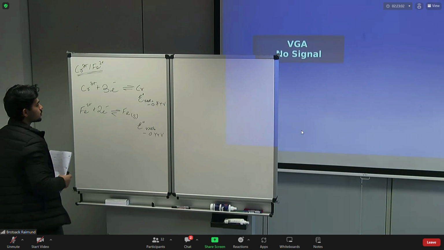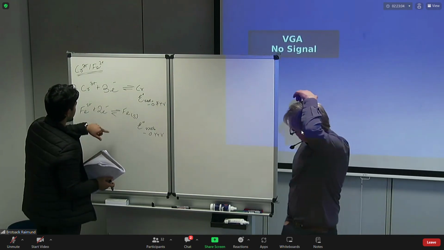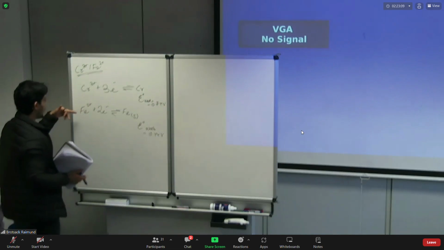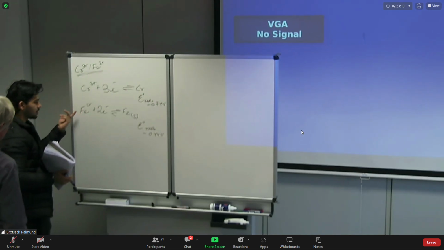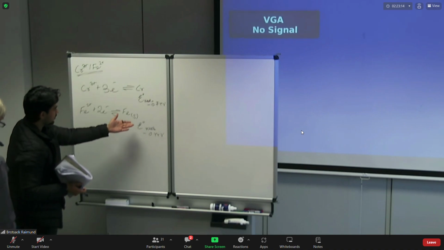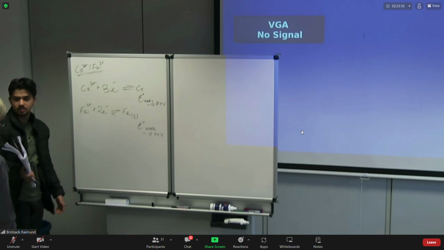Yeah. What I wanted to ask is, which one of them is getting oxidized? I believe it's the chromium, but from what I saw online, people are saying it's iron. I don't know why, because the reduction potential for iron is technically greater. I think chromium should be the one getting oxidized.